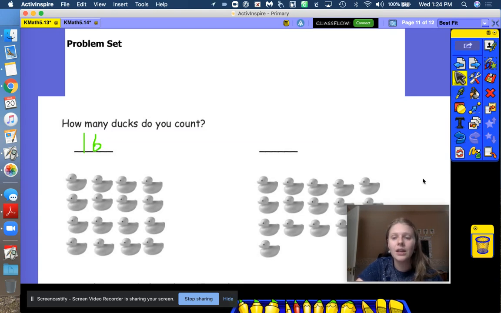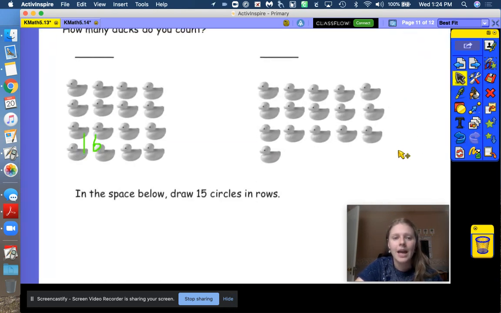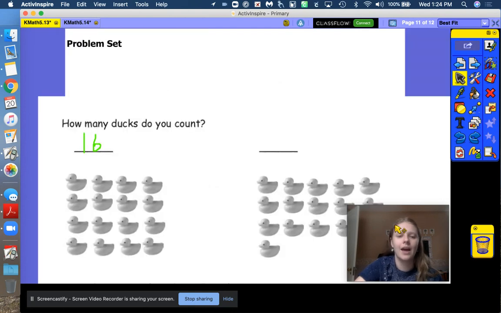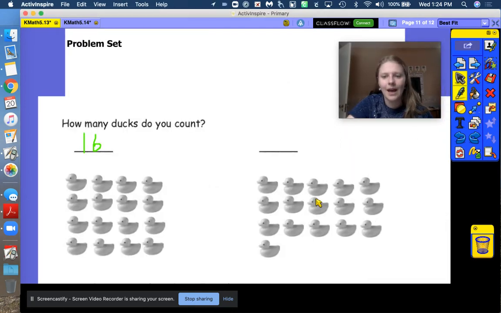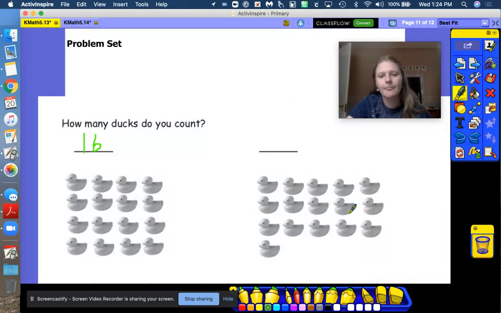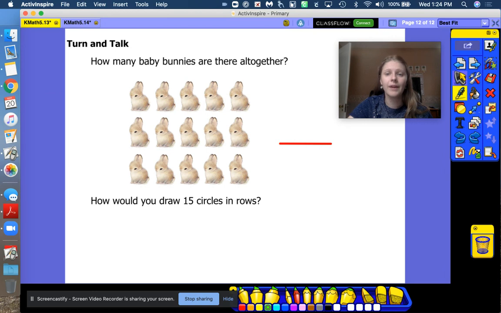I have 16 ducks. Let's write 16. A 1 and a 6. Good. Take a look at this duck picture for me and tell me how many we have. How many do we have in this one right here? Yeah, I found this one easier to count because we have them all lined up nicely. They're the same, right? We have 16 over here and 16 over here. They're just organized differently.